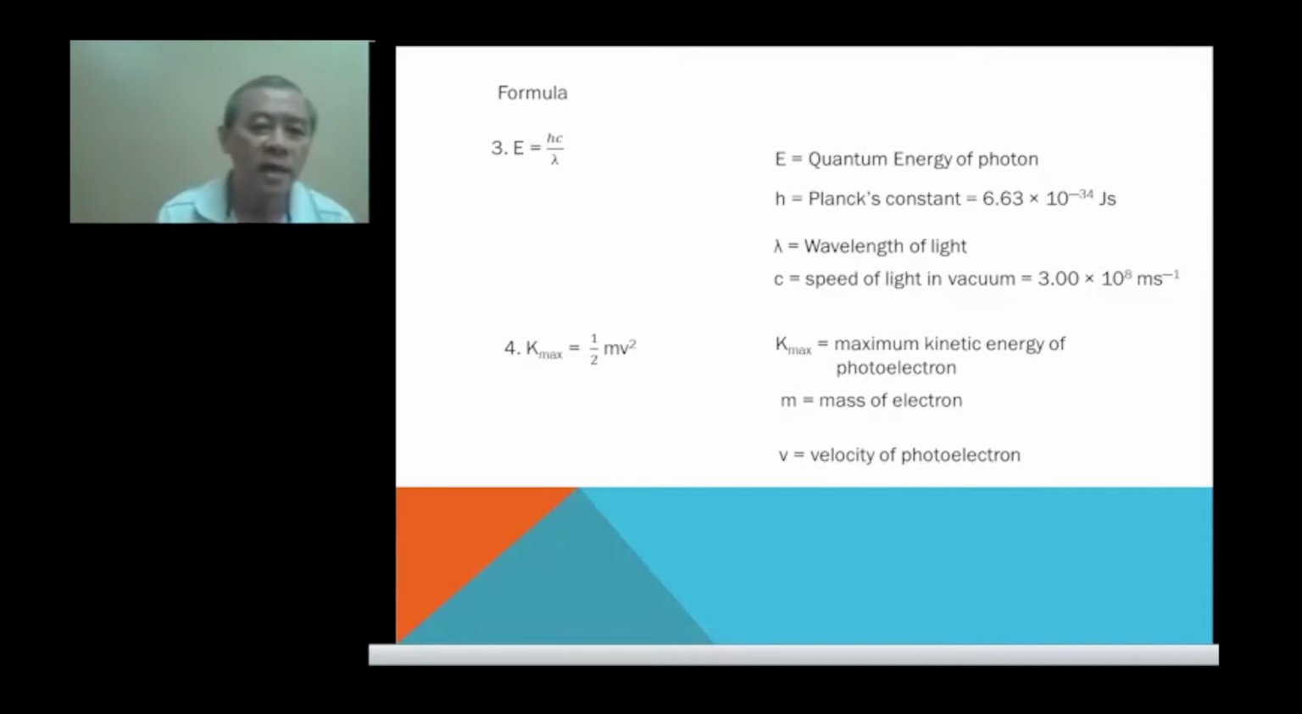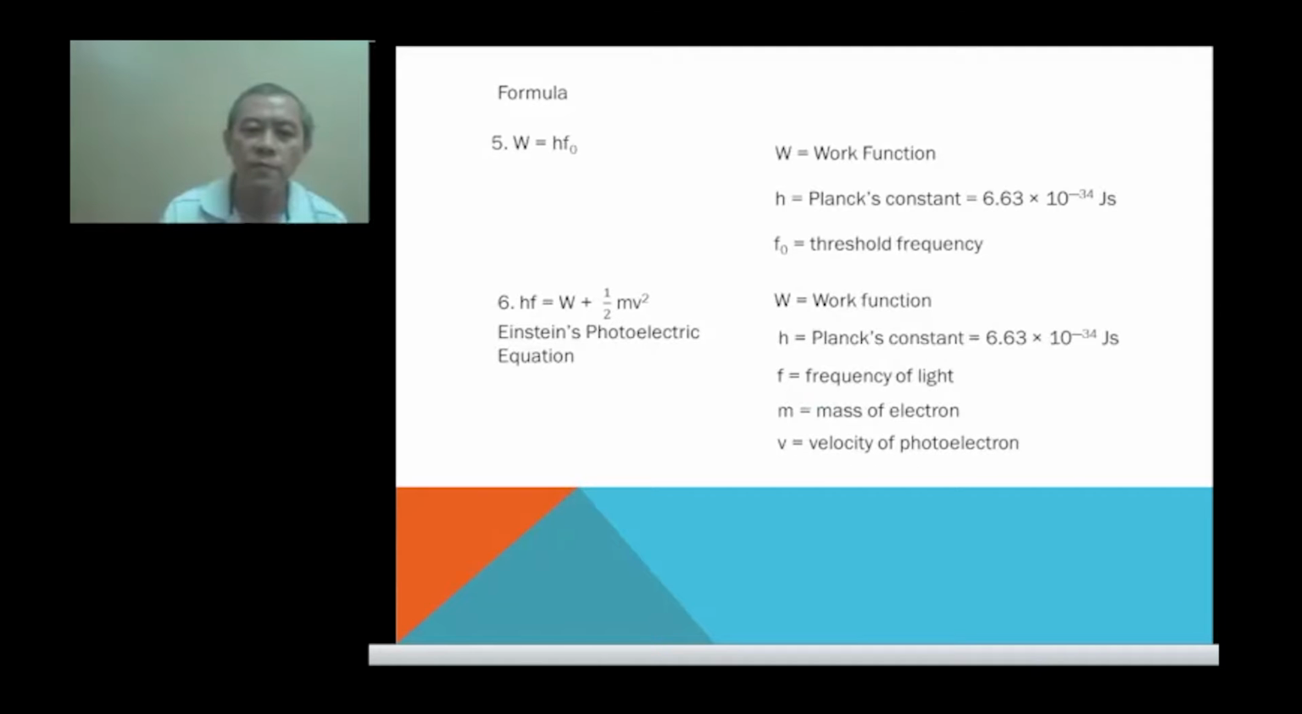Okay, next, K max equal to half mv squared. K max is the maximum kinetic energy of photoelectron. m is the mass of electron. v is the velocity of photoelectron. Okay, next, W equal to hf naught. W is the work function. h is the Planck constant. f naught is the threshold frequency.